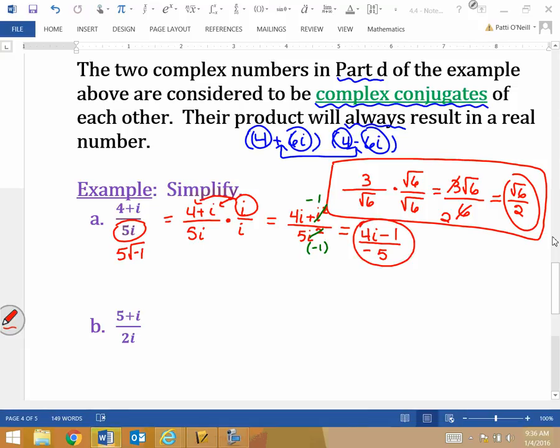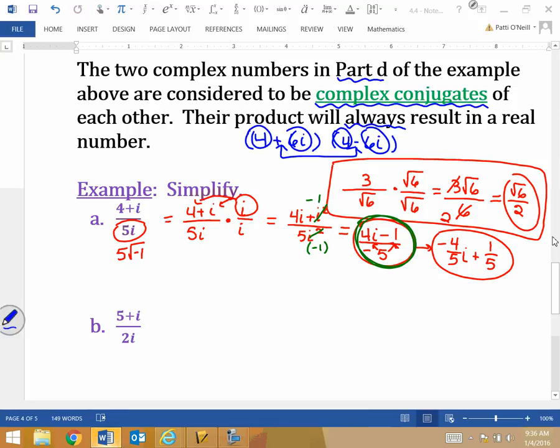You may see in your book answers that look like this, the negative 5 being split up into each term in the numerator. So negative 4/5 i plus 1/5 is another acceptable form of this answer. And we can talk about that translation in class if you're confused about how that would come about. I'm perfectly fine with you leaving your answer just like this. Not a problem in my eyes.